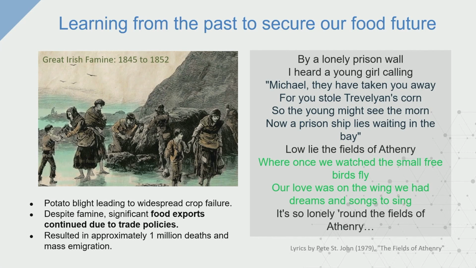So from the Great Irish Famine, this was with a potato blight, led to crop failure. But the trade connection is that food exports continued, as I mentioned before, because you didn't have local representation or skin in the game, I should say, of the government, resulted in approximately 1 million deaths and mass emigration.